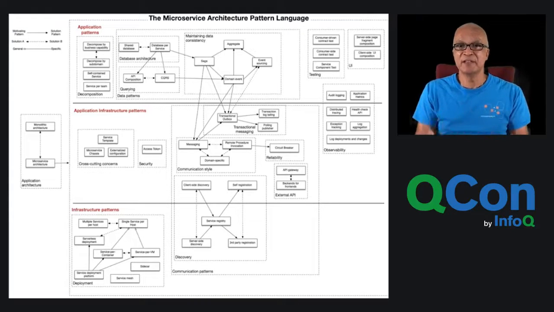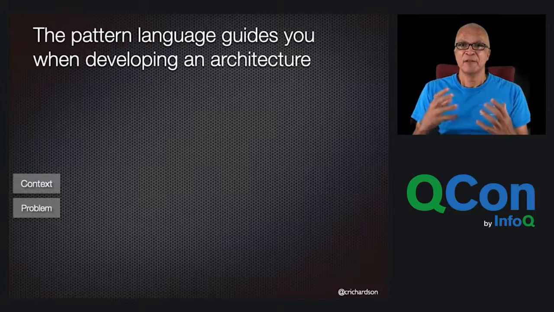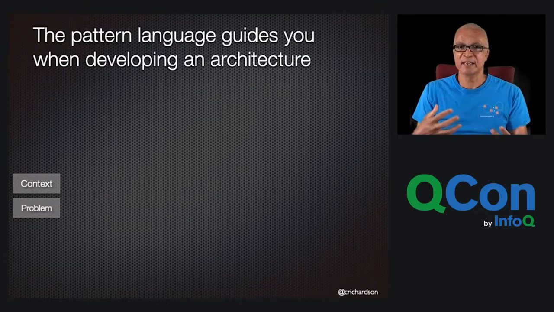They are alternative architectures for your application. Every other pattern in the pattern language is a direct or indirect successor of the microservices architecture pattern. They solve the problems that you create for yourself by deciding to use microservices. The pattern language can be your guide when defining an architecture.